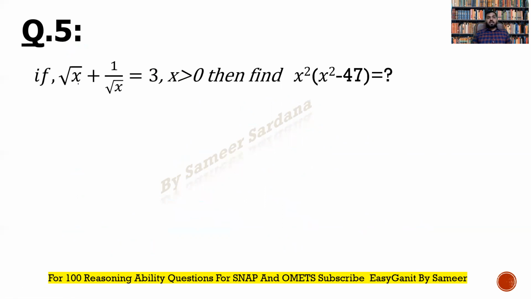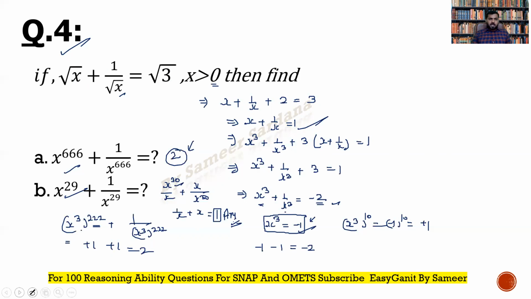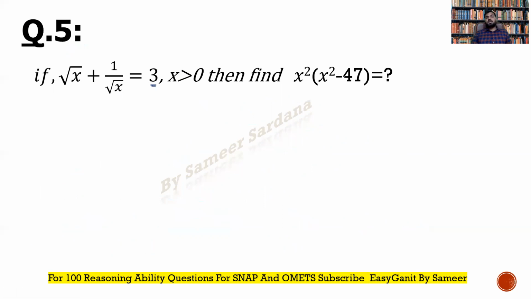Question number 5. What if root x plus 1 upon root x is given to you, that is equal to 3, and x is greater than 0. Now, in the previous question, it was equal to root 3, but now root x plus 1 upon root x is equal to 3. Find out x square into x square minus 47. What I can do is, can I take square on both sides? So the first thing that you have to do to remove the root is take square on both sides. Apply identity number 1.